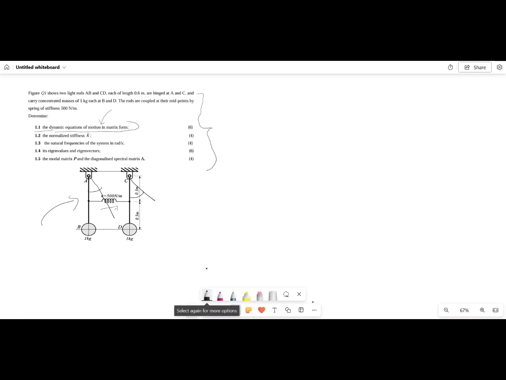If you have a linear motion, what is the kinetic energy of a linear motion? Kinetic energy of a linear motion is simply T equals half the mass of the object times the linear velocity squared. If you have an angular motion, kinetic energy is simply half the moment of inertia of that object multiplied by the angular speed squared. So it is very important to identify which one you are dealing with.